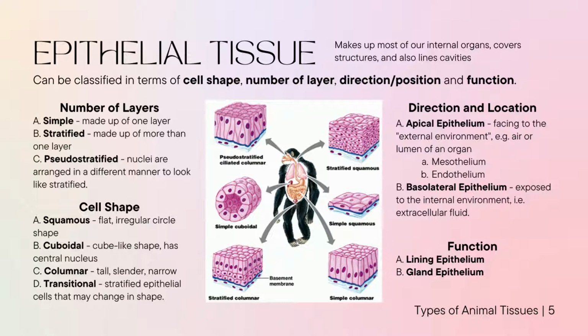Epithelial tissue is the most abundant tissue in many animals. It makes up most of the internal organs, covers structures, and also lines cavities. Epithelial tissue can be classified based on cell shape, number of layers, direction, position, and function. This classification will determine the name and also the function of the epithelial tissue. So please remember that structure depends on function. The structure will depend on the function it will facilitate in the body.